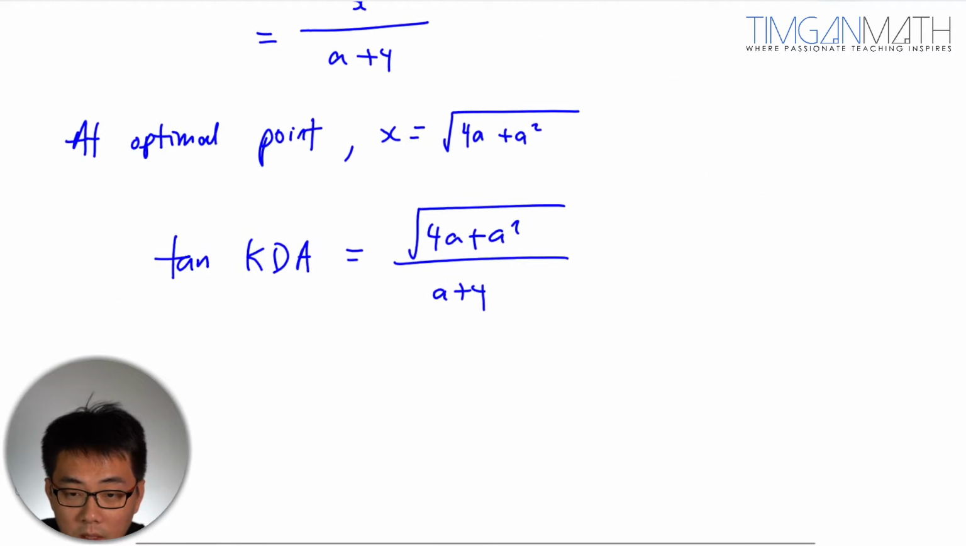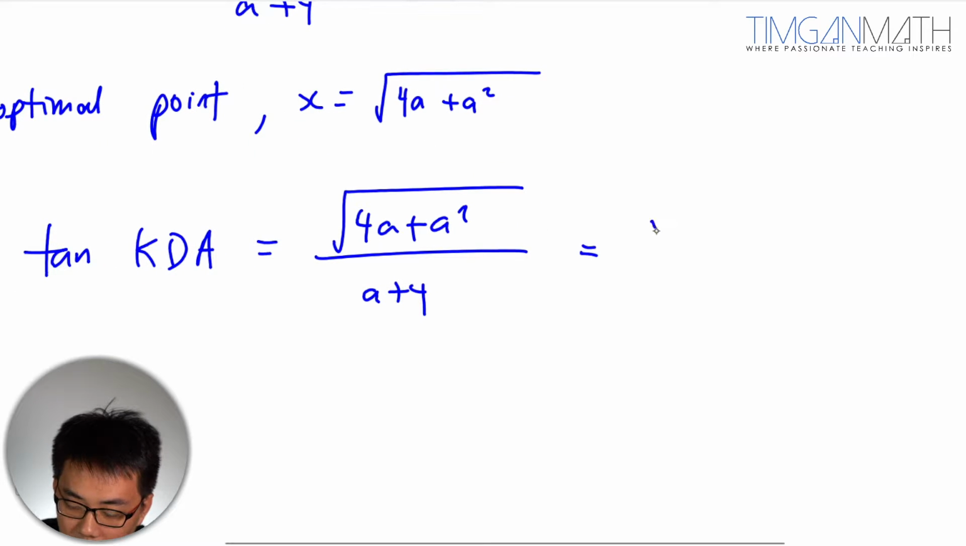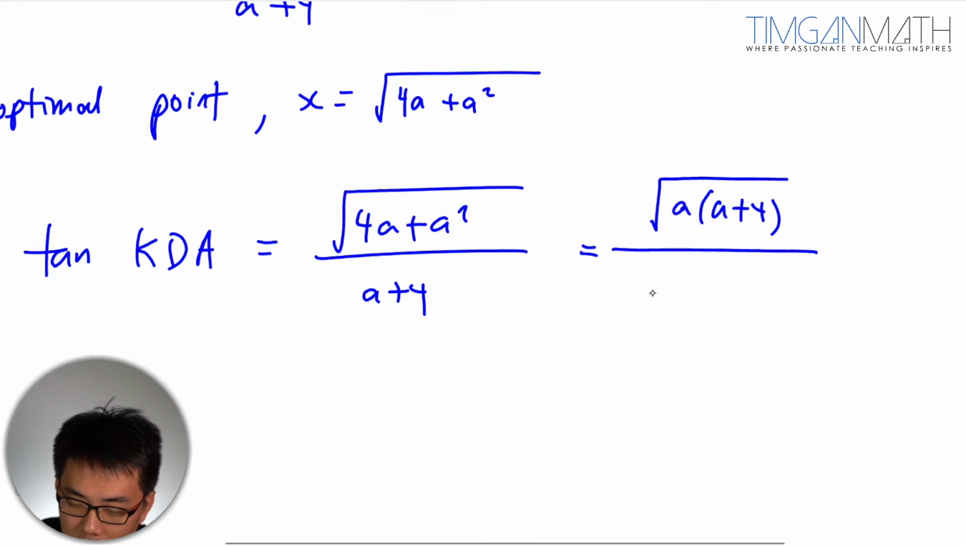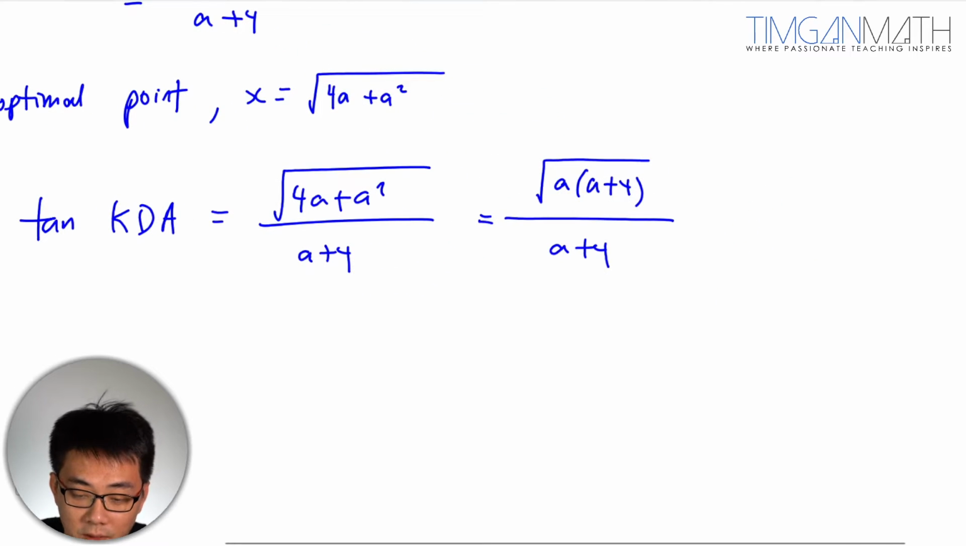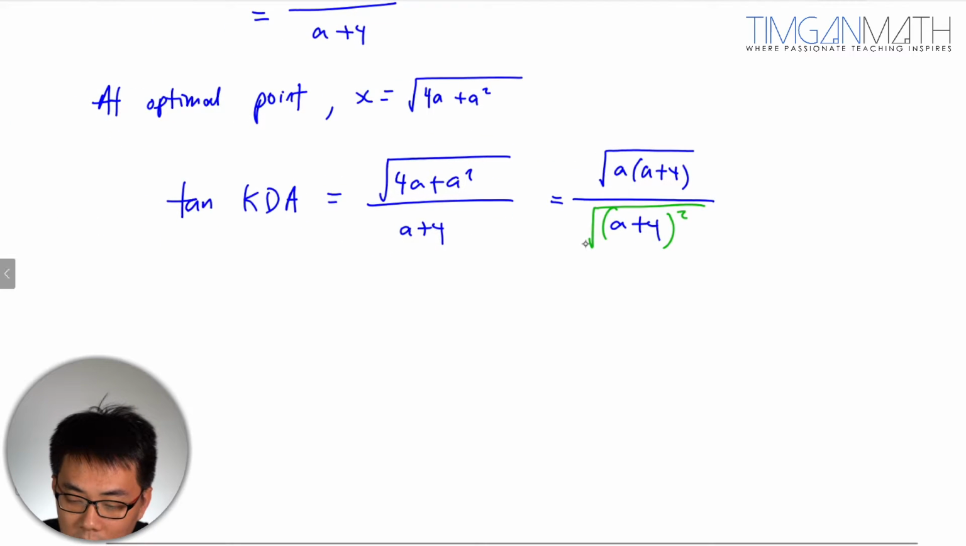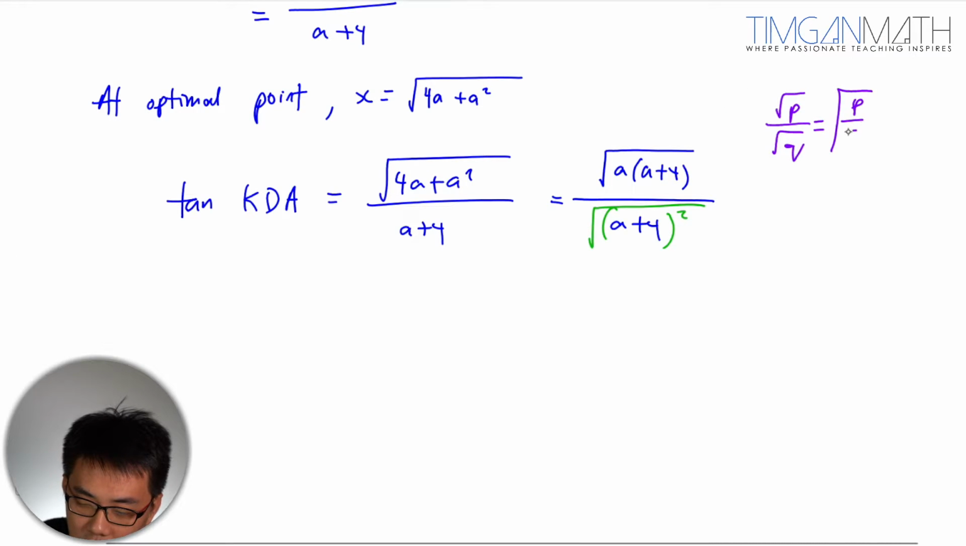Okay, so we need to actually just, there you go. This is a plus 4. This is a plus 4. So we need to essentially find the square root of this. One of the neat tricks that you could do is actually just square and just square root. Then we just use the formula where square root of p over square root of q is equal to the square root of p over q. Okay, so this is easier. So just square root in and out of this.